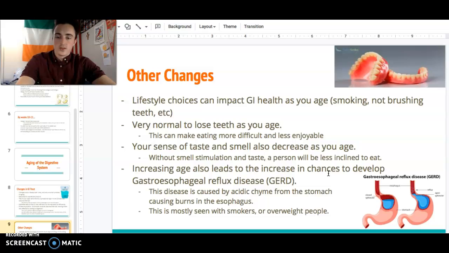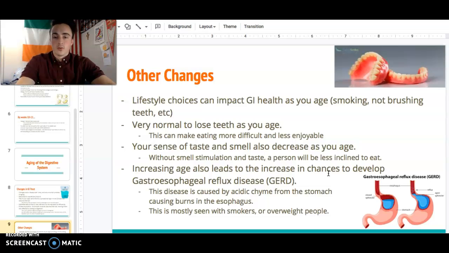Some other general changes: your lifestyle choices will also impact your GI health as you age, such as smoking or not brushing your teeth. However, it is normal to lose teeth as you age. This can make eating more difficult and less enjoyable. You also have a reduction in your sense of taste and smell normally.